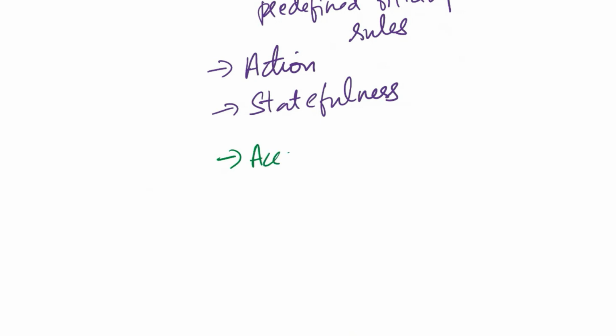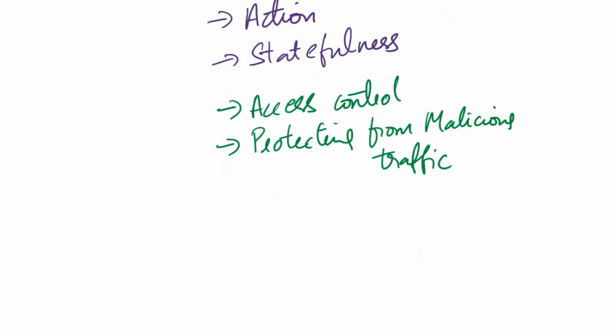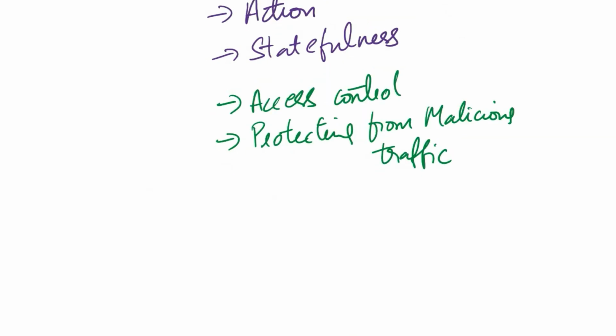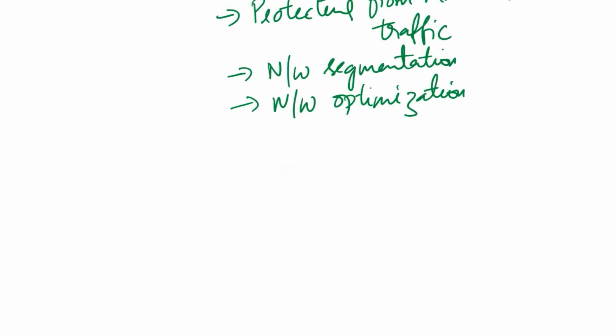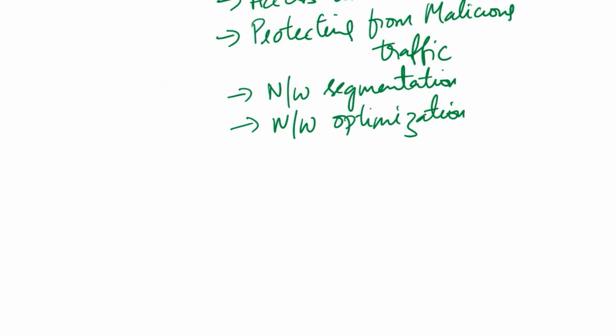First is access control. It controls which traffic is allowed to enter or exit a network, thus preventing unauthorized access. Next, protecting from malicious traffic. Packet filtering can be configured to block known malicious traffic patterns such as common attack vectors or malware signatures. Next one, network segmentation. Packet filtering can be used to segment a network into different security zones with specific rules for traffic between them. Next, network optimization. Packet filtering can help optimize network traffic by blocking unwanted, non-essential, or potentially harmful packets.